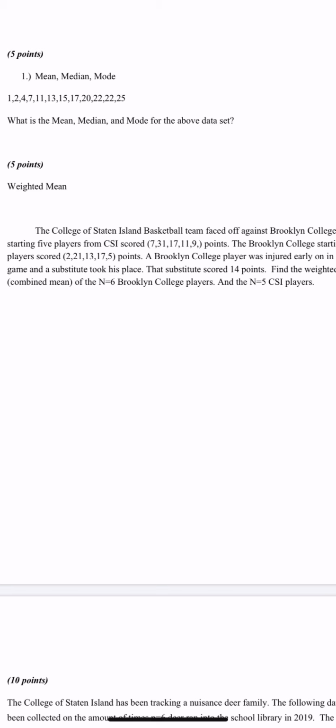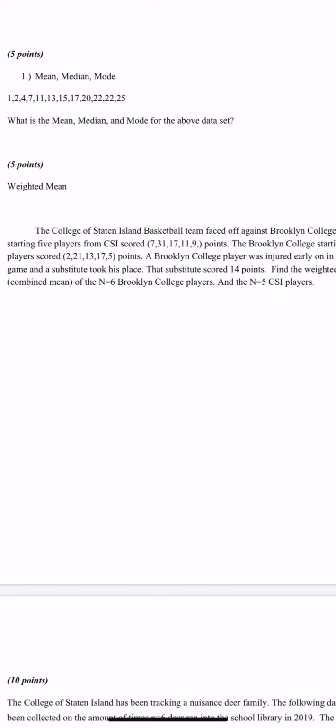Okay, so mean, median, and mode for the above data set. All right, so how do we get the mean? We add all the numbers up. You should get 159. And then you divide by the total amount of numbers, right? It's the sum of x divided by n. 159 divided by 12 is 13.5. I'm sorry, 13.25.